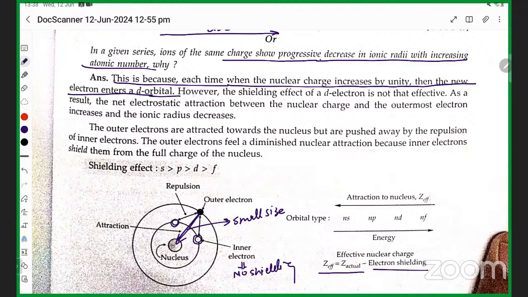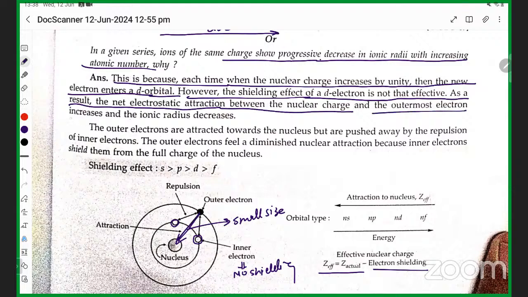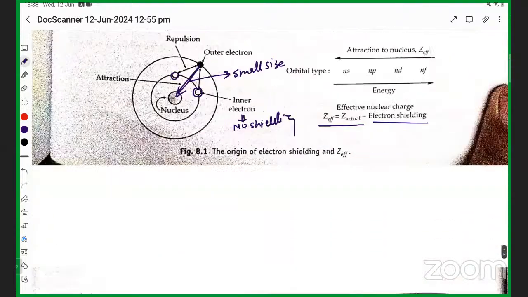Each time the nuclear charge increases by unity, the new electron enters the d orbital. However, the shielding effect of d electrons is not that effective. As a result, the net electrostatic attraction between nuclear charge and the outer electrons increases. As a result, ionic and atomic radii decrease. Are you getting this?